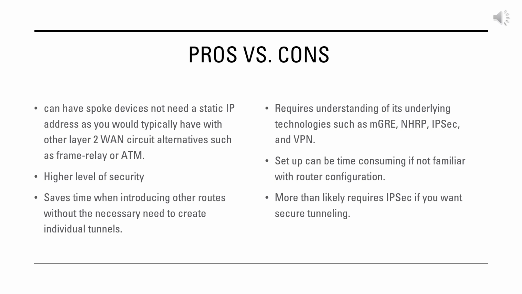Listed on screen are pros and cons to the use of the DMVPN. A simplified hub-spoke configuration with DMVPN means multiple tunnel interfaces for each branch of the VPN are not required. This also allows for better security of data exchanged between users.